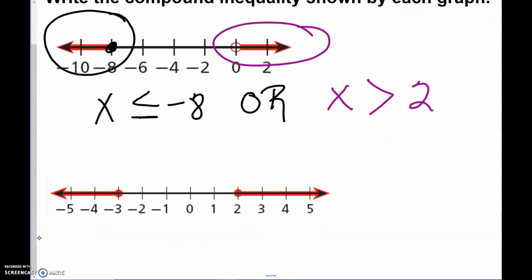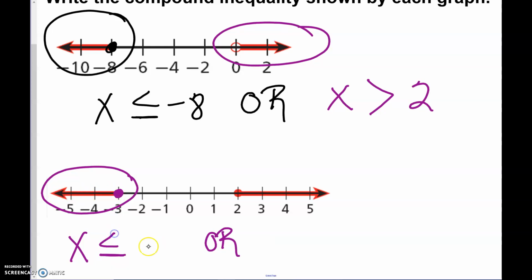All right, second sample problem. Again, do you see how it's shading out? So I know it's going to be an or problem, and I'm going to look at this one first. I'm going to remember that Miss Talk said write the letter first. Letter. Okay, this is closed in, so I know I'm going to have that line underneath it. And then it's going smaller, smaller, smaller, so less than -3.